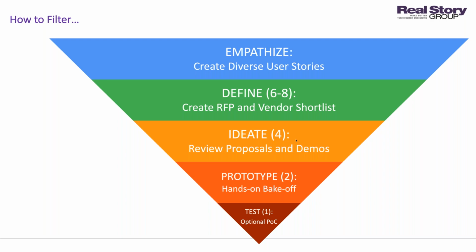Then you want to define maybe 6 to 8 vendors to whom you send an RFP and who go on your shortlist. This is where a lot of Real Story Group's research can help you. Review proposals and demos from maybe 4 of them. Again, they're demoing your user stories, not the vendors' own. And then this is the most important part, and I'm just absolutely dumbfounded that some enterprises skip this, which is to do a hands-on bake-off. You can do a CDP bake-off. We've led some of our subscribers through this.